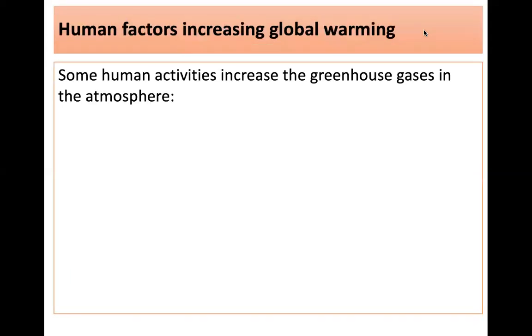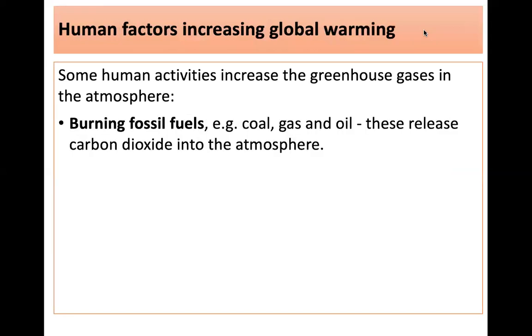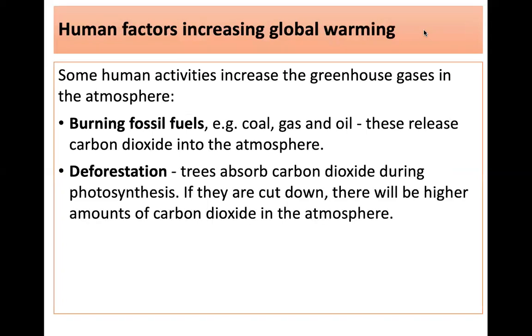So some human activities are increasing this amount of greenhouse gas in the atmosphere. Obviously, we know burning fossil fuels like coal, gas and oil, these release carbon dioxide into the atmosphere. Obviously, they have sequestrated the carbon from the atmosphere or stored it as the remains of dead plants and animals for 200 million years. And now they're being released through the burning of them.